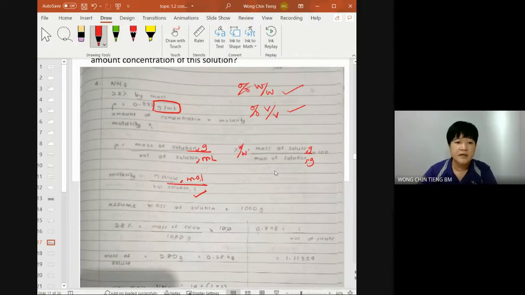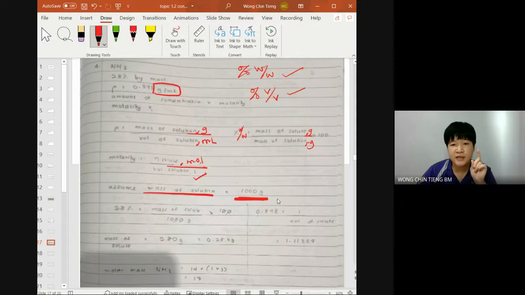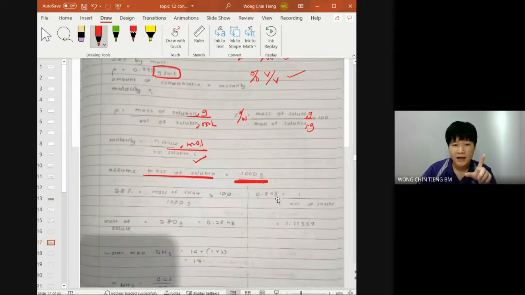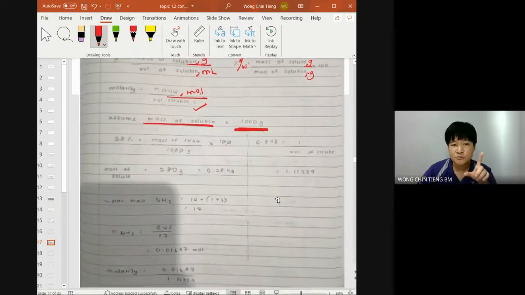Okay. And your friend over here assume mass of solution is 1000 gram. Antara yang saya, another reason yang saya ambil, sebab saya rasa majority akan assume 100 gram. Betul? Okay, yes. That is another reason yang saya ambil sebab dia assume lain daripada yang biasa saya buat. And the final answer should be correct.